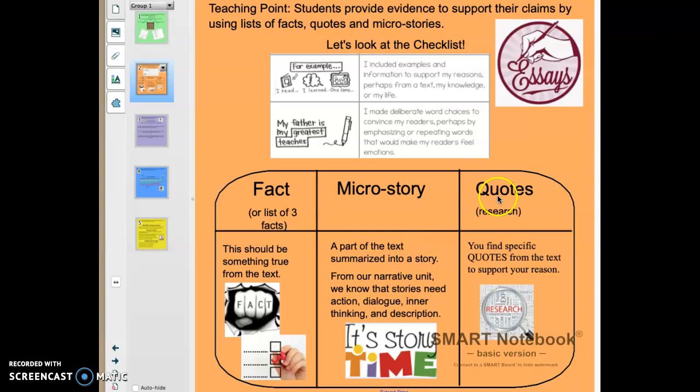Then our last one is quotes, which is really some of our research. We've been working on quotes for the last 6 weeks of test prep. It shouldn't be a problem. You find specific quotes from the text to support your reason. Easy peasy. You guys are all pros at that by now.